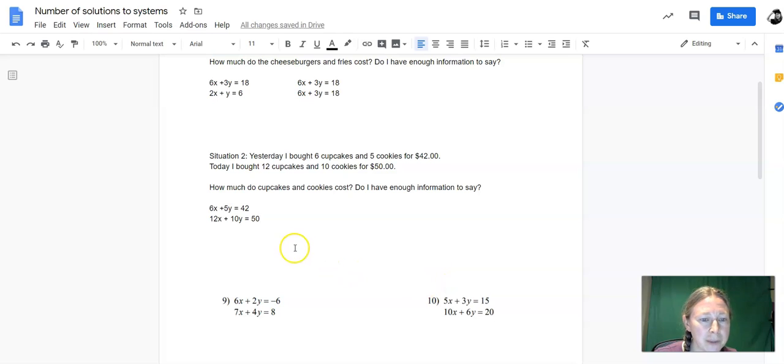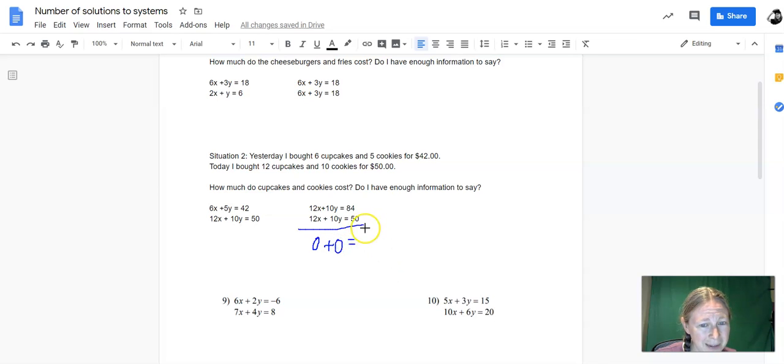Now, if I were solving this with elimination, I might take this whole equation and double it, and then that would enable me to subtract the 2 equations and figure out how much the cost is. So let's do that. We'll double the first equation. 12x plus 10y equals 84, and then next equation down is 12x plus 10y, interesting, equals 50. And then if I subtract those 2 equations from each other, 12x minus 12x is 0. 10y minus 10y is 0.